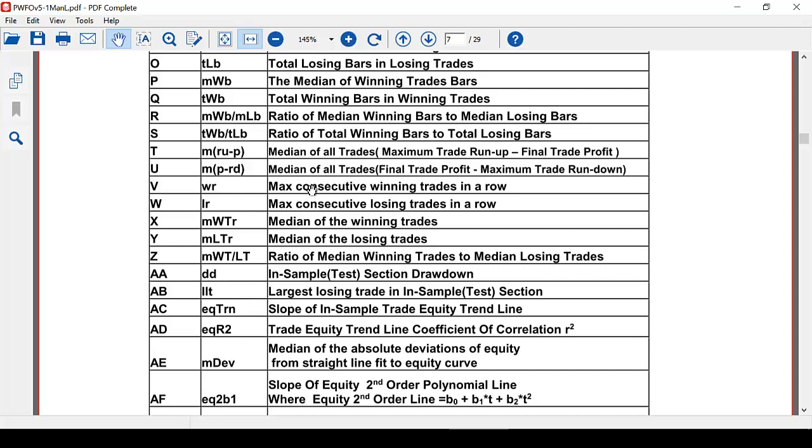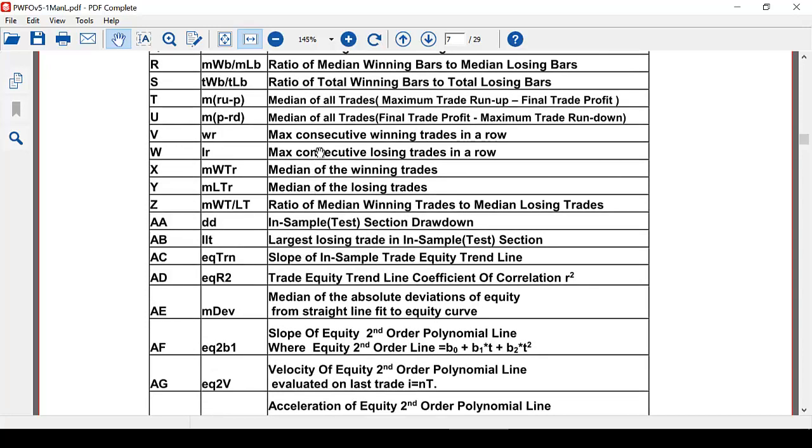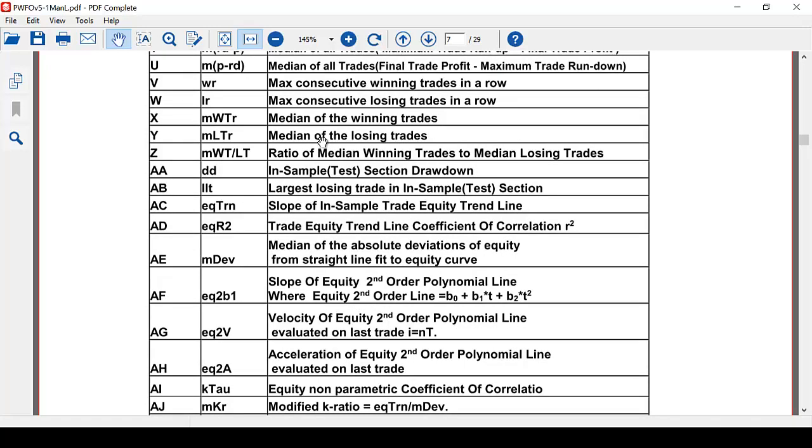WR is the maximum consecutive winning trades in a row. LR is the maximum consecutive losing trades in a row. M winning trades is the median of all the winning trades, and this is the median of all the losing trades. And this is the ratio of the median of winning trades to losing trades.